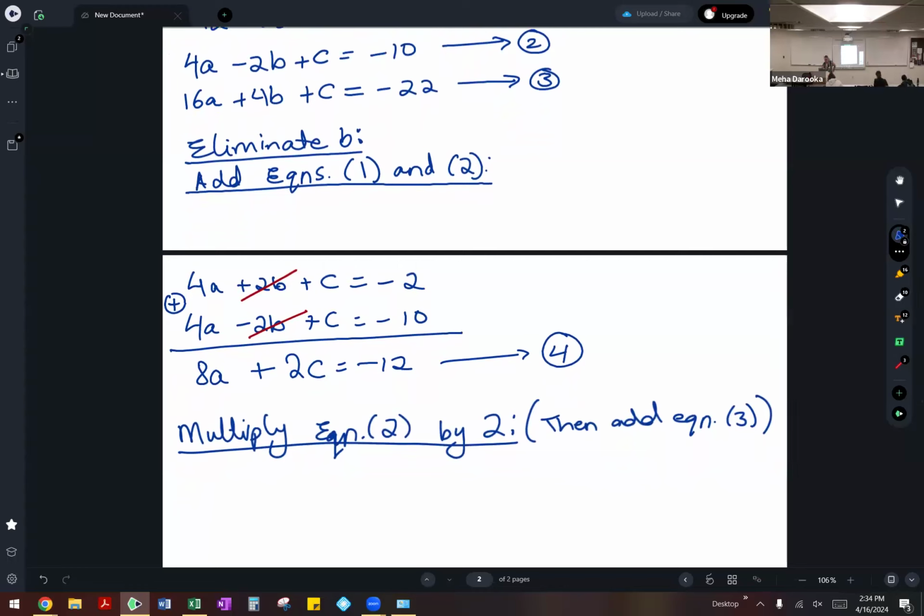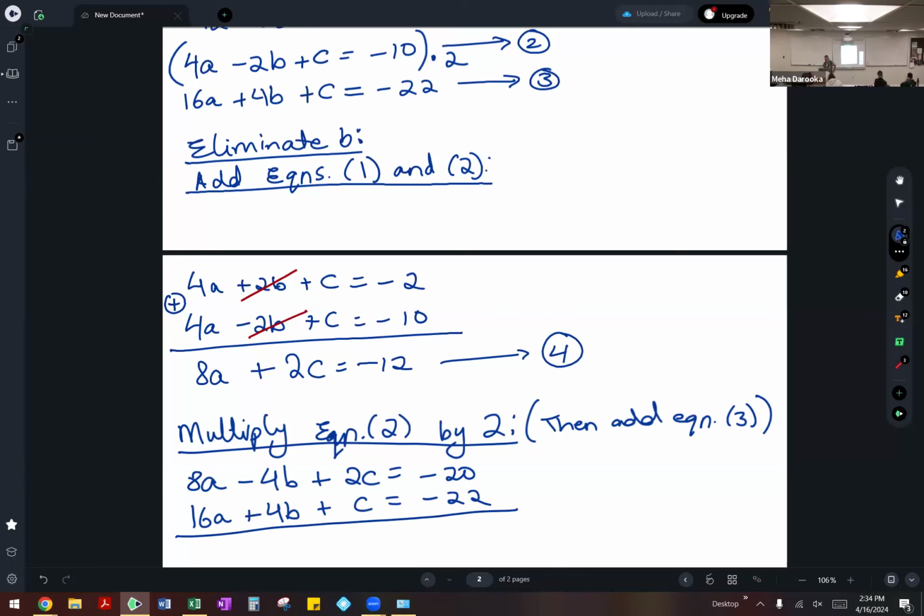So let's see, we are multiplying this by 2, so that will end up giving us 4 times 2 is 8, so that becomes 8A, minus 2 times 2 is 4B, so minus 4B plus 2C equals negative 20. Bringing equation 3 down, 16A plus 4B plus C equals negative 22. And again, we are adding these equations.